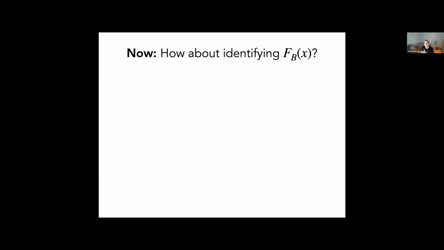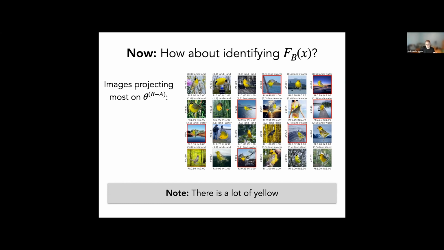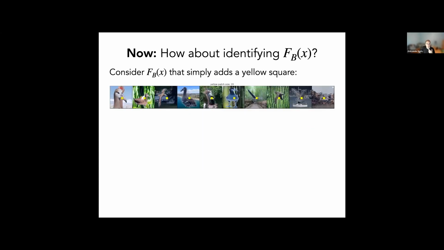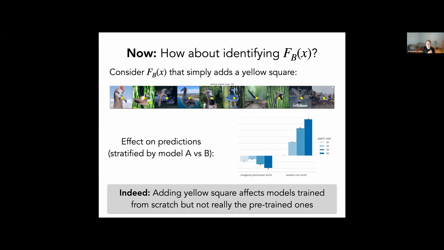But then how can we find things that impact model B, the models that are not pre-trained, but do not impact the pre-trained models? Again, we apply the same methodology, just now in a symmetric way, and here are the images that end up impacting the not pre-trained models much more than the pre-trained models. One thing we notice here is that there is a lot of the color yellow in these images. To test that, we consider a transformation that simply adds a yellow square to the image. We again see that it has a quite significant impact on the not pre-trained models, but a very negligible impact on the models that were pre-trained.